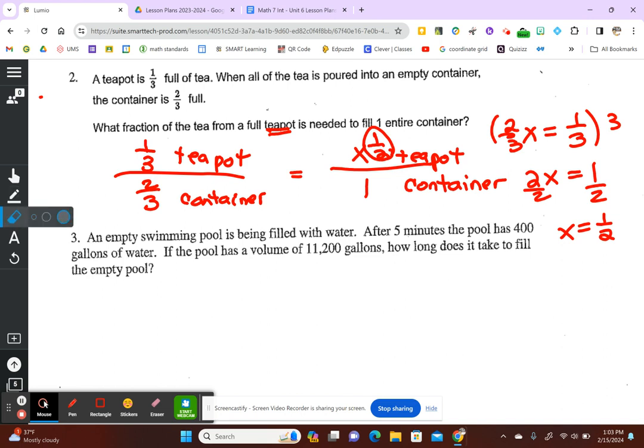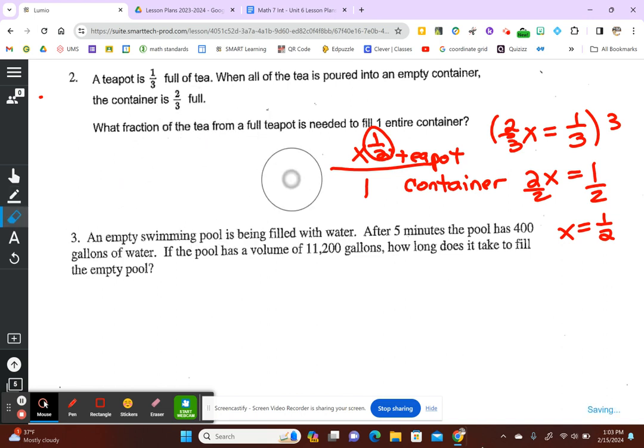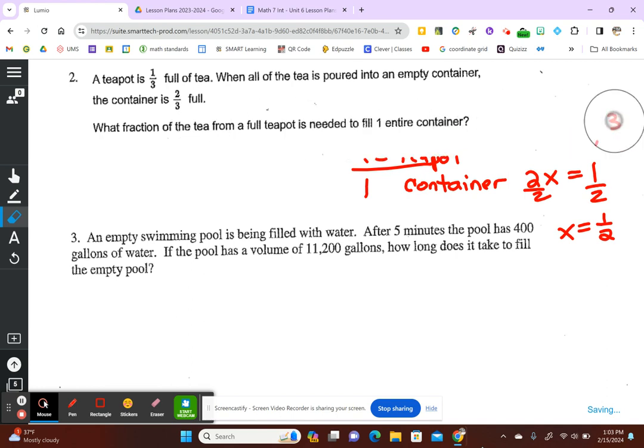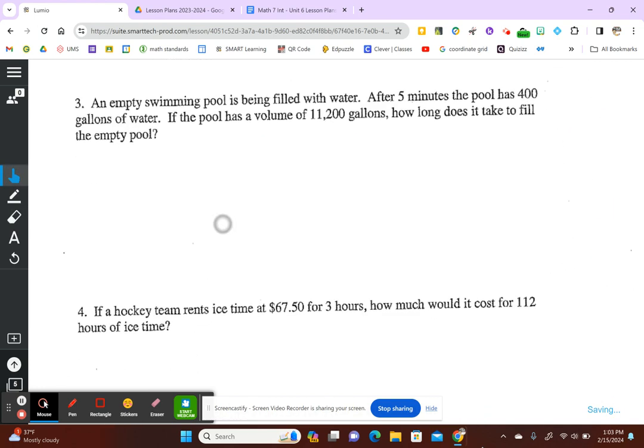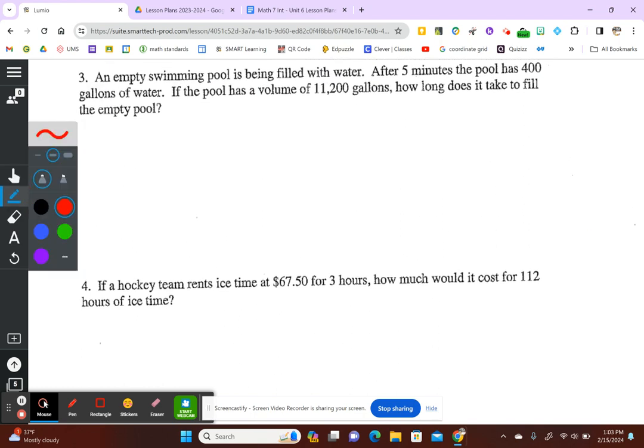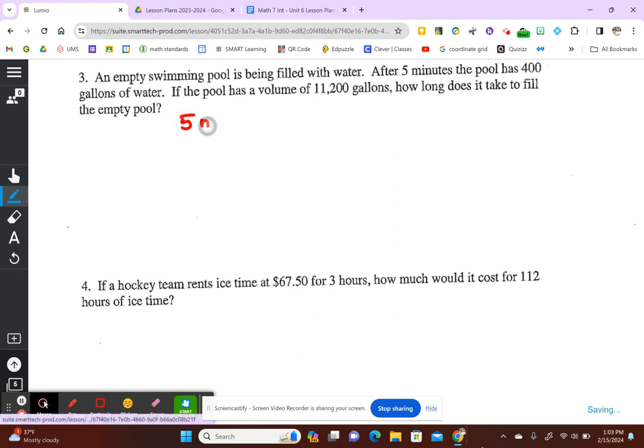Okay, so again, if you want to try number 3 on your own, stop the video, do it yourself, start the video back up and see if you got it right. So for number 3, it says an empty swimming pool is being filled with water. After 5 minutes, the pool has 400 gallons.